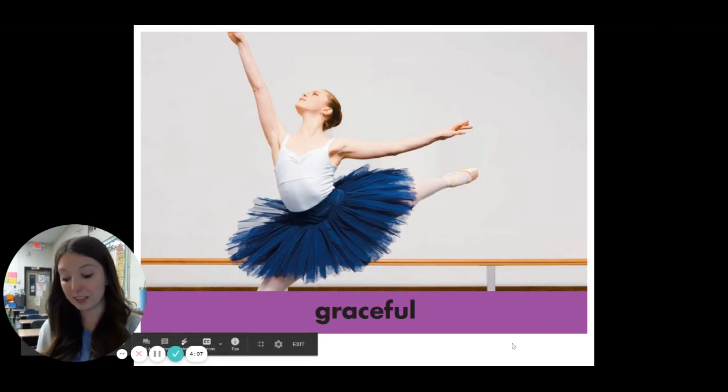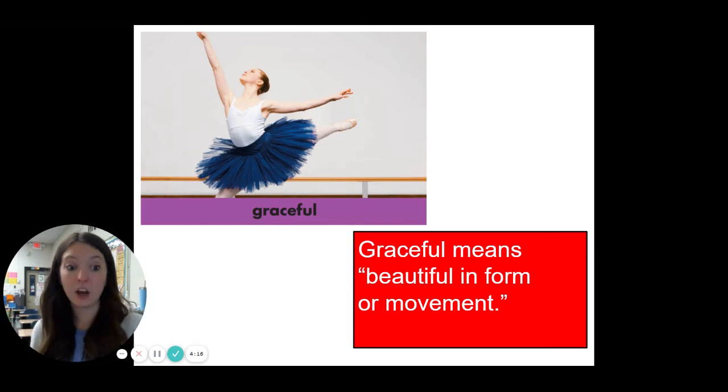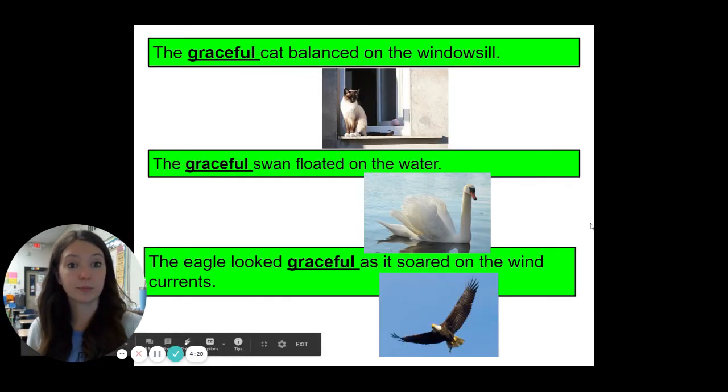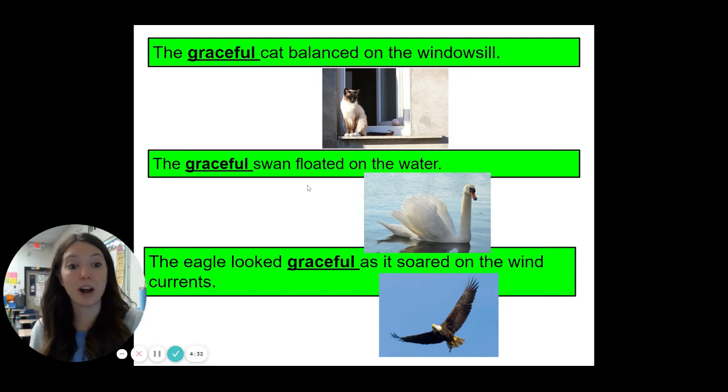So you can see in this picture that the ballerina made a graceful leap. Graceful means beautiful in their form, meaning like how they're doing something, or in their movement. Beautiful. The graceful cat balanced on the windowsill. So you can see the cat right on the windowsill here. They're balancing. Their movements are soft and easy. The graceful swan floated on the water. Graceful. It was beautiful in its form, right? It was beautifully floating on the water.